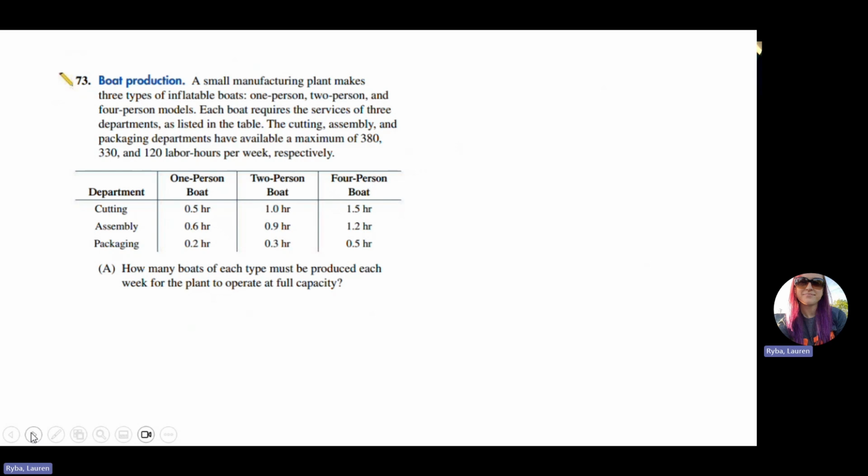All right. And it says how many boats of each type. So this is X, this is Y, this is Z. Whenever it asks you how many of whatever, that's your X, Y, and Z. That's what you set up as your columns, and then you get the total, set up as a perfect matrix. All right, so our totals are 380, then 330, then 120.